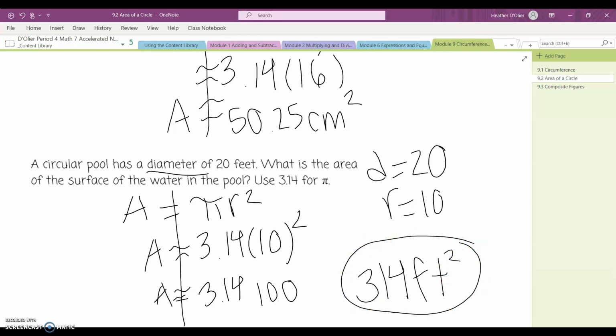All right, we worked on both of those. We've practiced those. Sometimes they give you circumference and you have to work backwards in order to get that radius. So if you need that refresher on circumference, watch the circumference video.